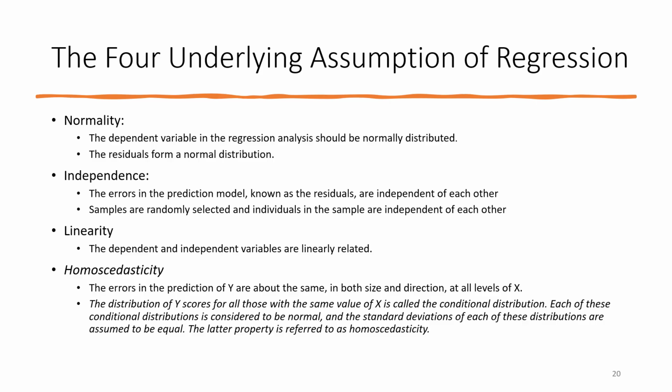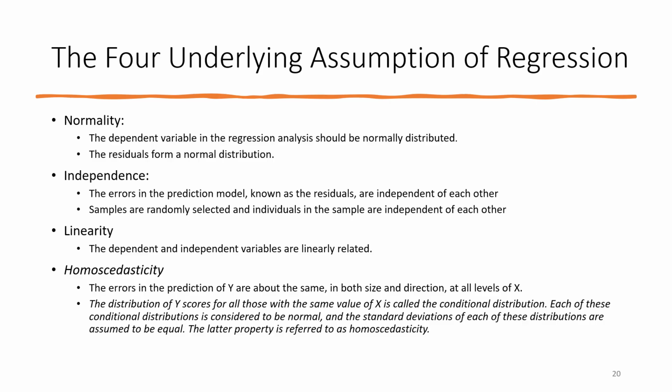Second is independence. All subjects in the regression study must be selected independently of each other. This is not something we can verify statistically. Researchers must ensure independence during sample selection. Third is linearity. It's the requirement that there is a linear relationship between the independent and dependent variables. Simply use a scatter plot.